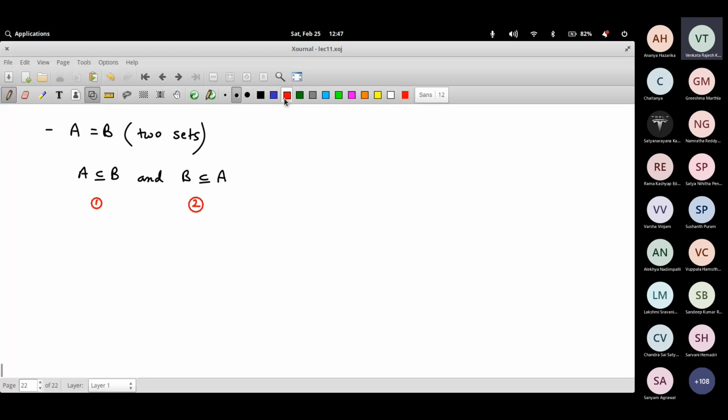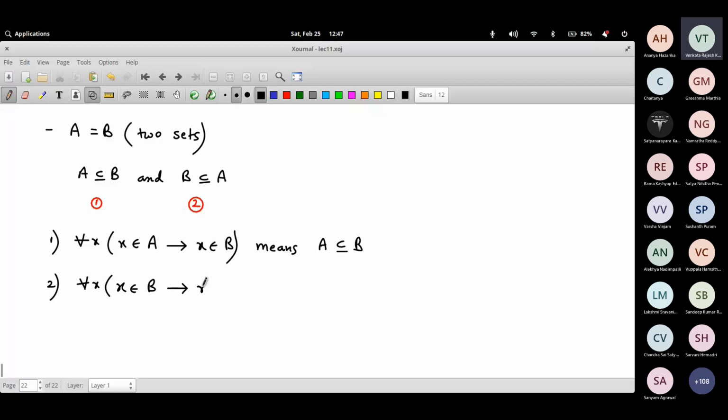Now, we also know what each of these parts mean. So the first part means for all x, if x belongs to A, then x belongs to B. Similarly, the second part is the opposite direction. If x belongs to B, then x belongs to A.